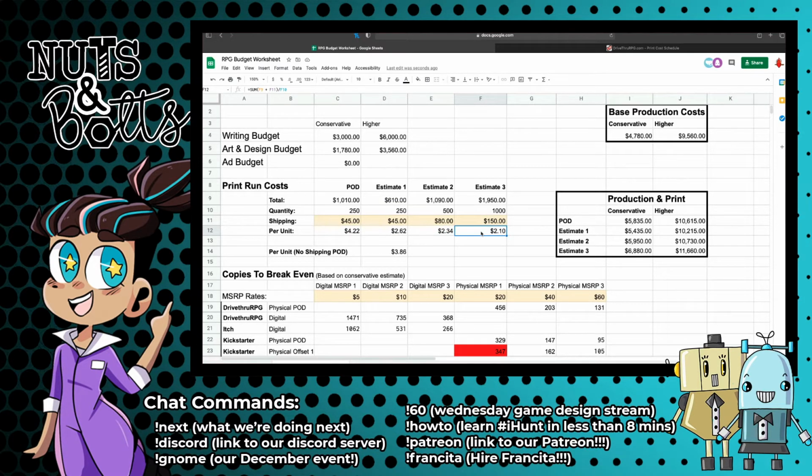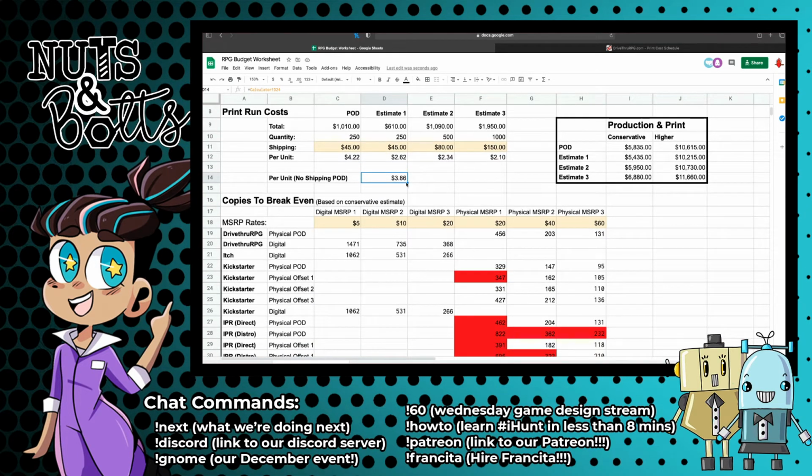And then this is the no shipping print on demand. So this is the base rate for print on demand. The reason why I have this in addition to the one with the shipping is because some outlets like drive-thru will let you just do print on demand through them, and then the customer handles shipping and you never have to worry about it. So I just wanted that to be there separate.